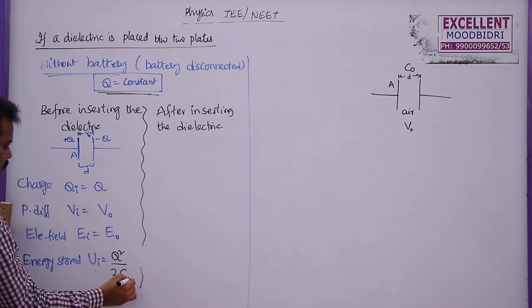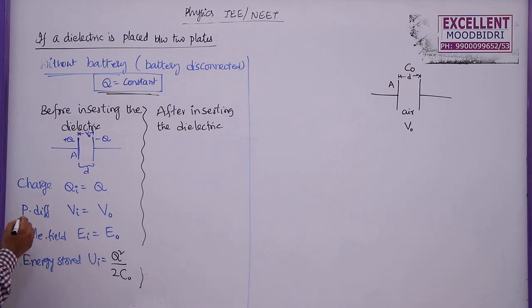Where C is C naught, the capacitance C naught is equal to epsilon naught A by D. So these are the 5 points that you have to remember.